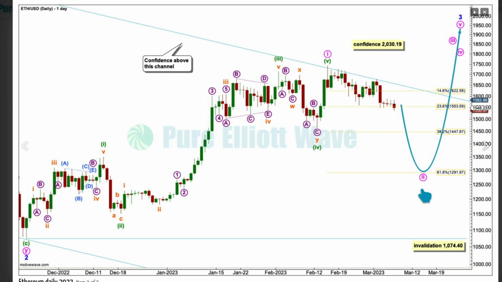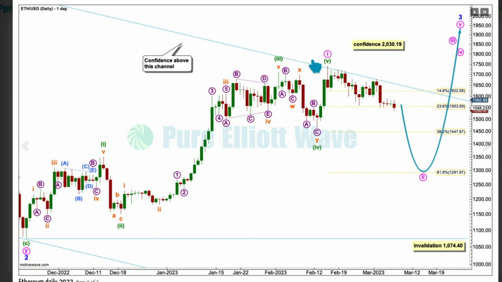This chart is on a semi-log scale, and so the Fibonacci retracements have a logarithmic function applied to them. My target for minute wave 2 is the logarithmic function of the 0.618 Fibonacci ratio at 1291.97. After that, a new high above 2030.19 would invalidate the alternate wave count and add a lot of confidence to this main wave count, but I'll have substantial confidence if we see this trend channel breached.